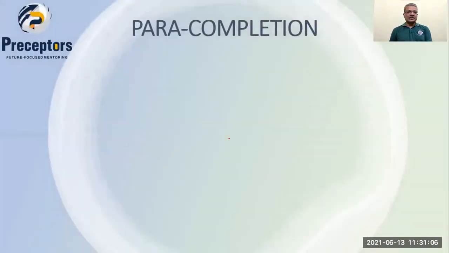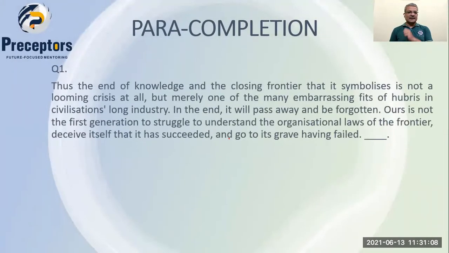Now, the first question I had posted on Monday is this: Thus, the end of knowledge and the closing frontier that it symbolizes is not a looming crisis at all, but merely one of the more embarrassing traits of hubris in the civilization's long industry. In the end, it will pass and be forgotten. Ours is not the first generation to struggle to understand the organizational laws of the frontier, deceive itself that it has succeeded, and to go to the grave having failed.